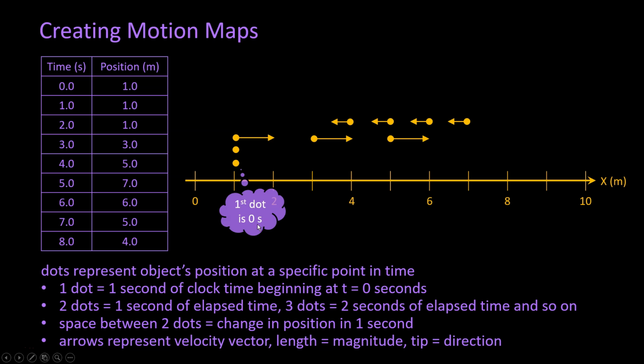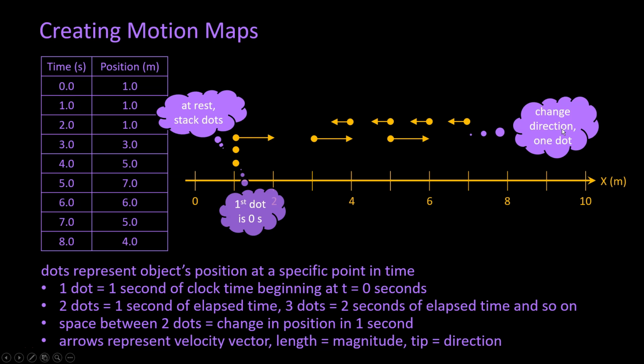The first dot is always 0 seconds. Here's an easy way to remember that. If you have a stopwatch on your cell phone, when you turn it on, it starts at 0 seconds. When an object's at rest, we stack the dots vertically. When we change direction, we only have one dot. We don't have two here. Now you could put the dot here and then just have this leftward arrow without a dot up here. I choose to do it this way, but either way is correct.